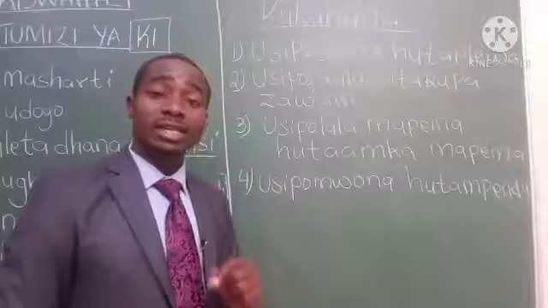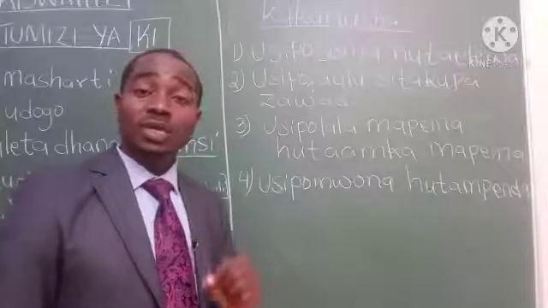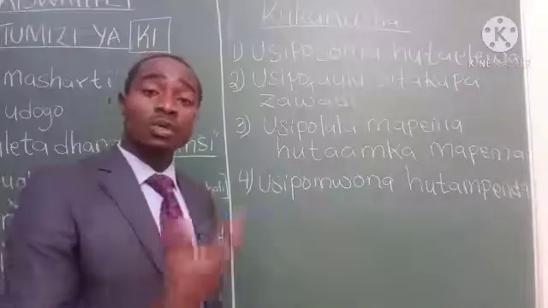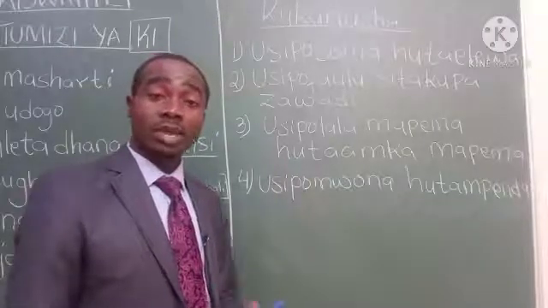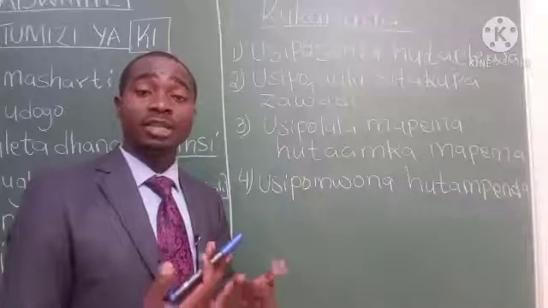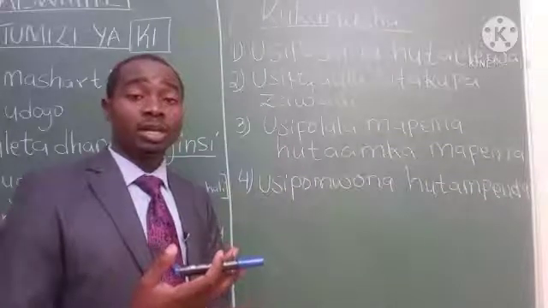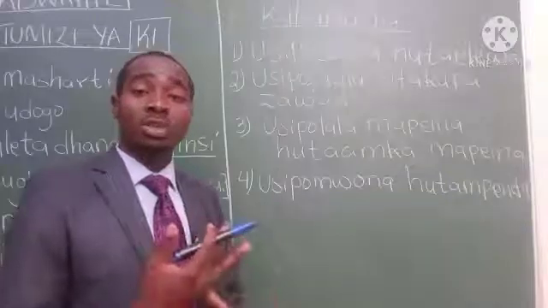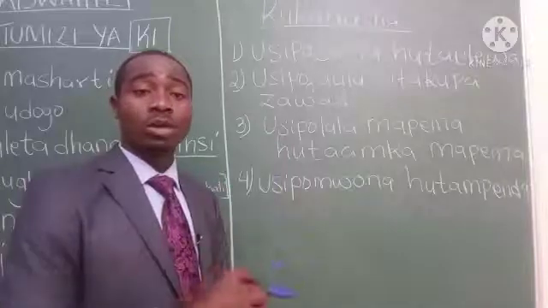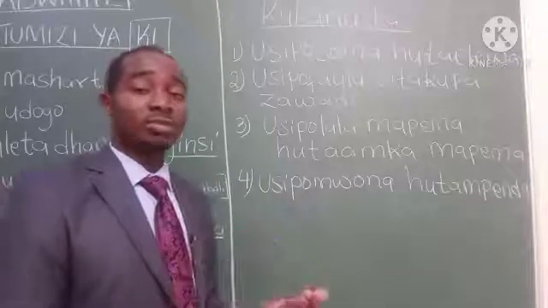Now we are negating these verbs or those sentences. Tunakanusha hizo sentences. The first sentence was ukisoma utafaulu. To negate, we just use usipo on that verb that is having the key. Usipo, then that is in the second person. Usipo, then on the second verb will be hu. The negation is somehow similar to the negation of the verbs.